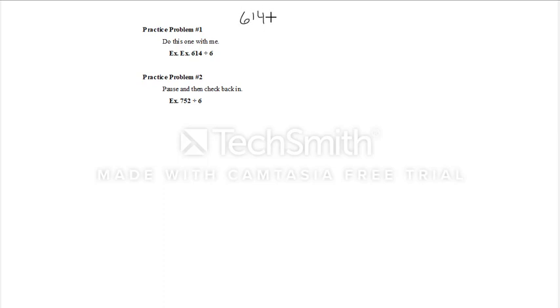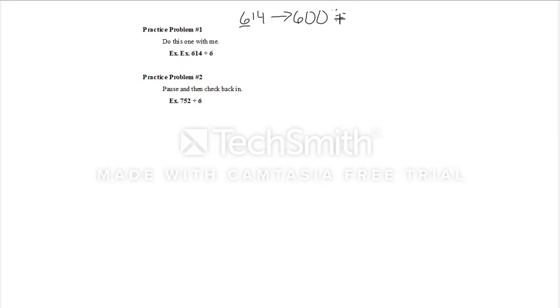estimate the quotient. So I'm going to round this number. I'm going to round it to something that's compatible with 6. This is kind of an easy one because I know 6 can go into 6 easy. So I am going to go ahead and round that to 600. Then I'm going to divide it by 6.